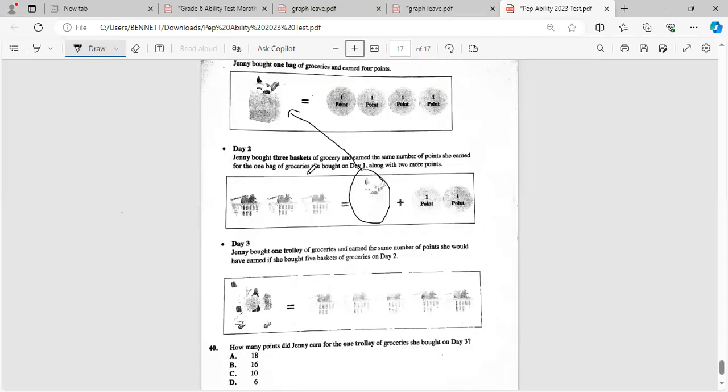Anybody have a different explanation? I have a different explanation. All right, go ahead. When you said the top one, the bag of groceries equals 4 points, then the next one equals 6 points with the 3 baskets of groceries. And on day 3, a trolley of groceries equals 5 baskets of groceries. So that means that one basket would equal 2 points. So if you add all of them, you'll get 10.